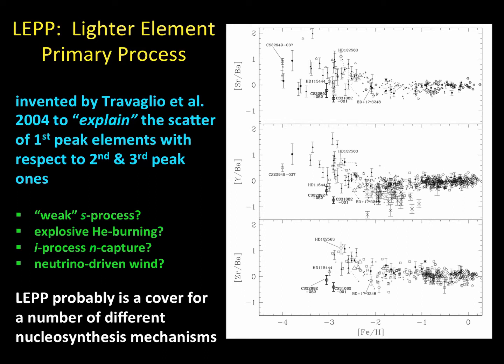There was a paper by Claudia Travaglio that, because it was so frustrating without good theory to back up why the scattering increased in the light to heavy, she and colleagues called it the lighter element primary process. Having been on that paper, to my embarrassment, that LEPP still exists. LEPP means we don't know what's going on. Various possibilities are a weak s-process, explosive helium burning, the i-process, neutrino-driven wind, probably 5 more bullets.